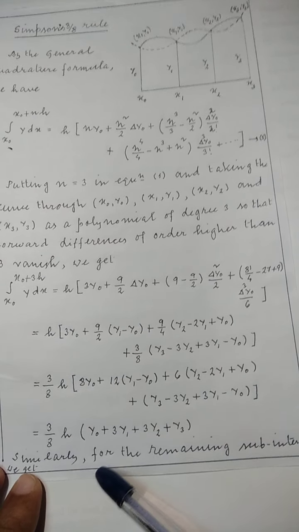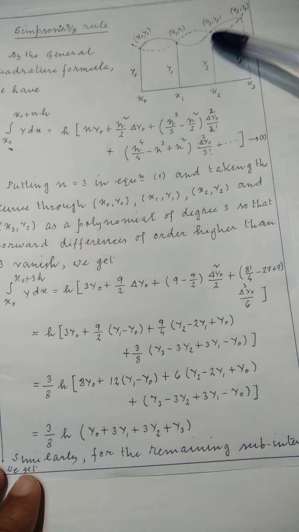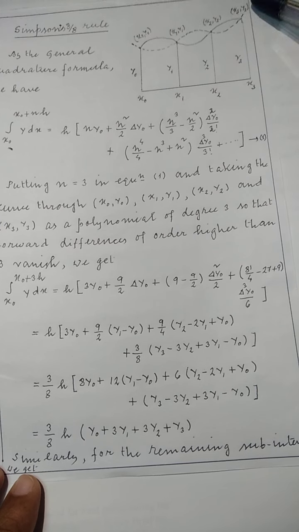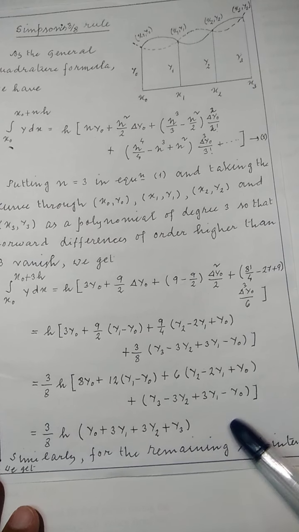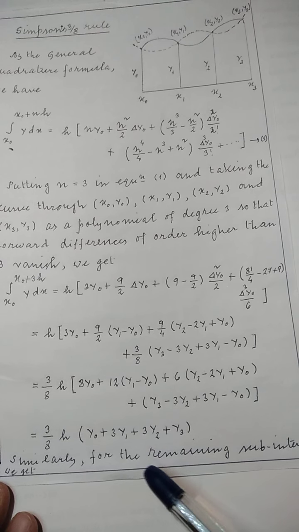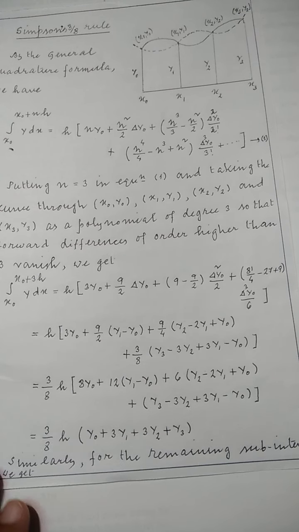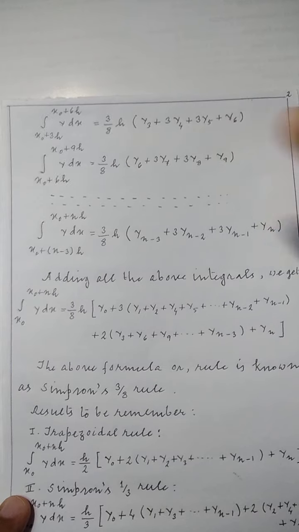So first we have taken the points x0, y0, then x1, y1, x2, y2, then x3, y3. For the next 3 points, similarly we can find the expression for the remaining subintervals. In the similar manner we can find the integral, and similarly we will get the expression.